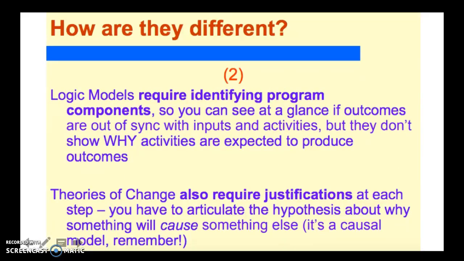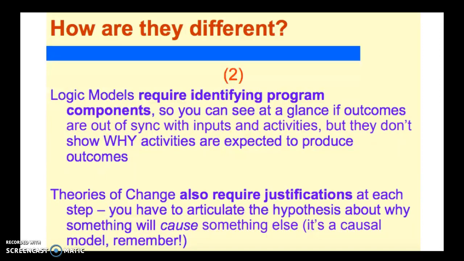And then how they're different as well. Logic models require identifying program components. So then you can see if the outcomes are out of sync with the inputs and activities, but they don't show why, right? So they're not showing what the results of the survey are that then will influence how your intervention is carried out. And then theories of change require justifications at each step. So you have to articulate why something is going to cause something else. So it's more of a causal model.